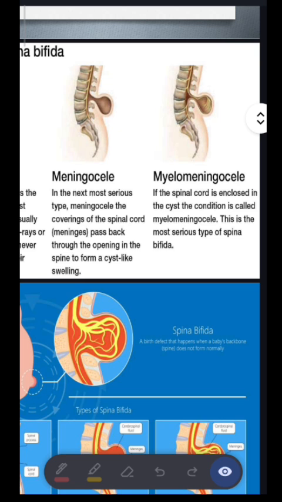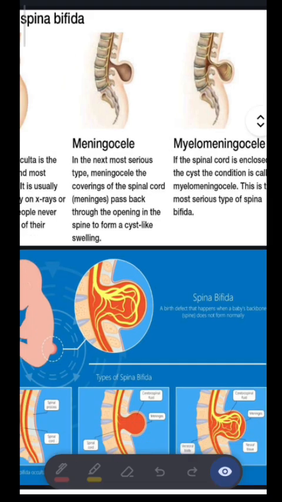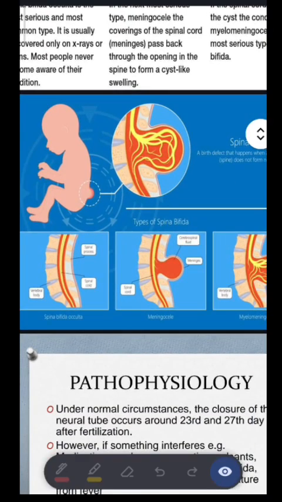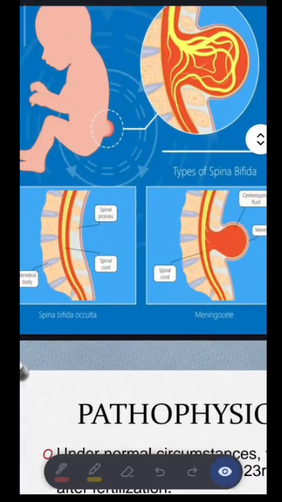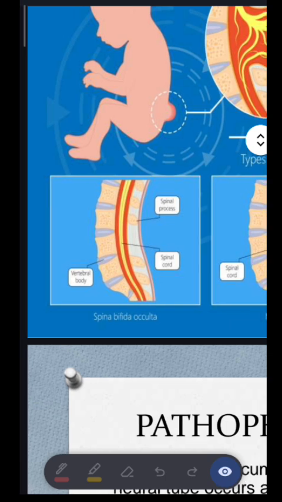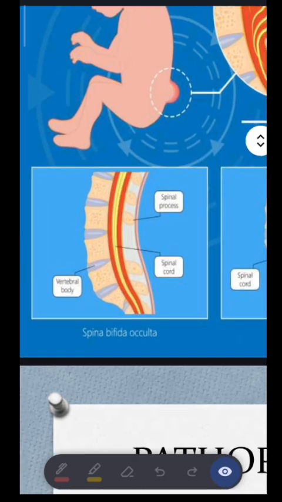If the spinal cord is enclosed in the cyst, the condition is called myelomeningocele. It is the most serious type of spina bifida. So here we can see the types of spina bifida in detail.